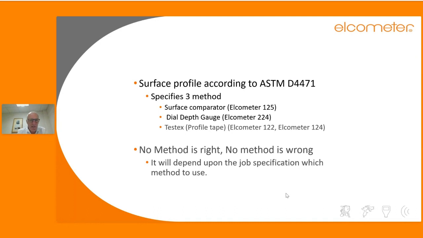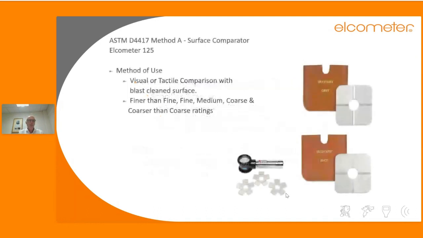Now, if we look at method A firstly, method A is the surface comparator. There are 2 types of surface comparator, one for when the surface has been blasted by grit, and one where it's been blasted by shot. These will actually create 2 types of surface, or 2 variants of surface. The grit will be a more angular surface, where the shot will create a more rounded surface with rounded peaks and rounded valleys. This is a very subjective test. It's very much down to the opinion of the inspector. It could be that one inspector gives a different opinion than another.